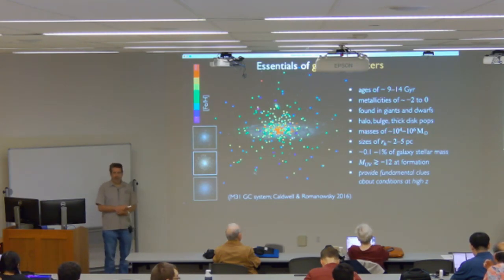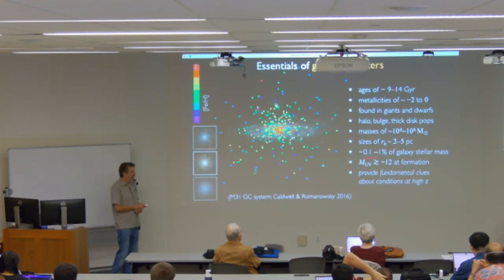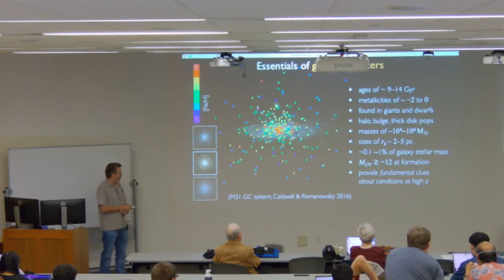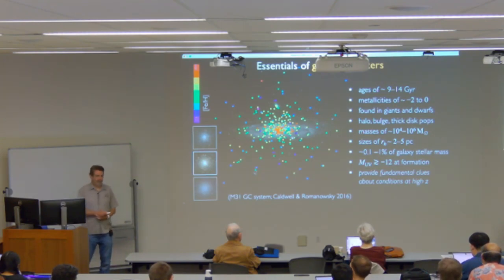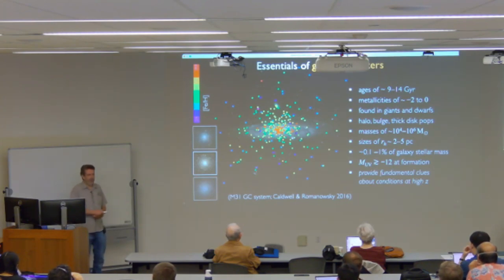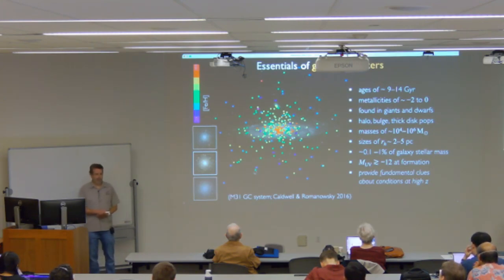Typical masses of, say, 10,000 to 1 million solar masses, sizes of a few parsecs, and they represent a pretty small fraction of the total galaxy mass today. There's a characteristic UV luminosity at formation, just to put a reference, as we're starting to reach those luminosities with JWST. Overall, the point is that these are old, and they seem to be a different mode of star formation than we get in the present day, so they should be providing us fundamental clues about what's happening at high redshift, which we can now start observing directly.